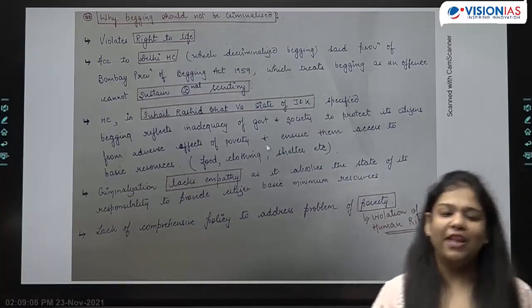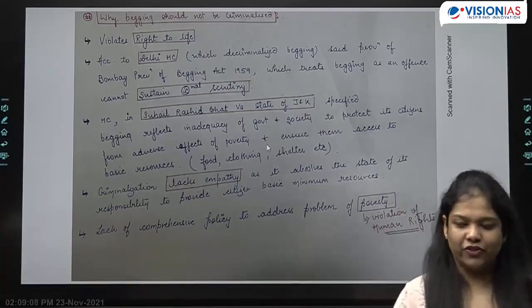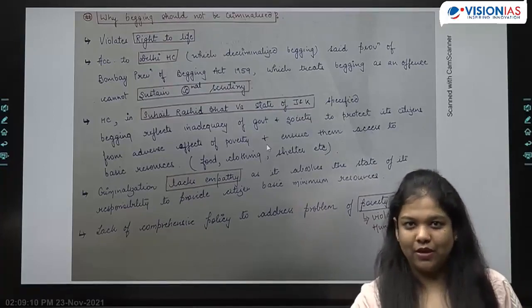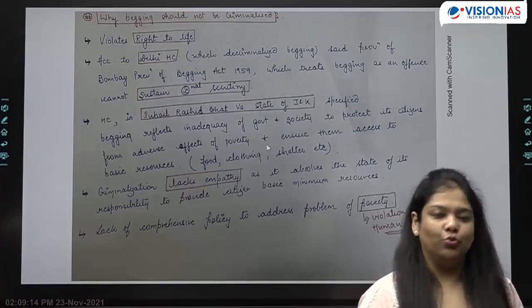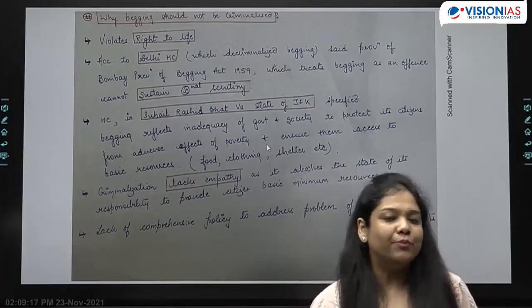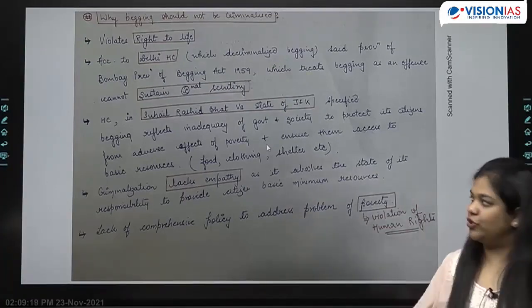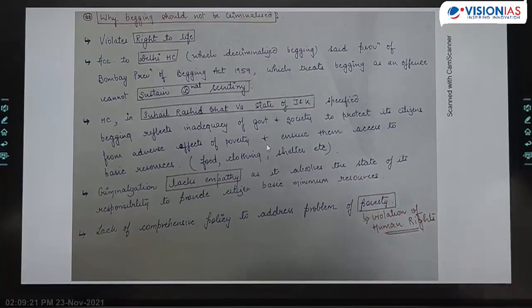So now you've been left with very uncomfortable choices. Either you commit the crime, that is you beg. And if you don't commit the crime, then you starve to death. So this is a very uncomfortable choice which is being provided to the individual. So it goes against the essence of right to life. It violates right to life under Article 21 of your Constitution.